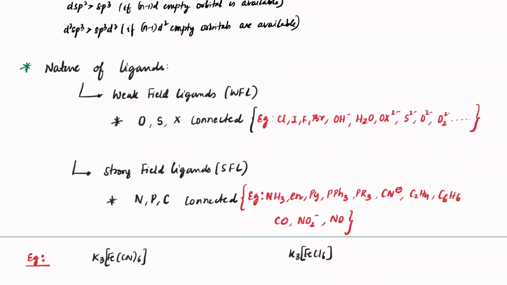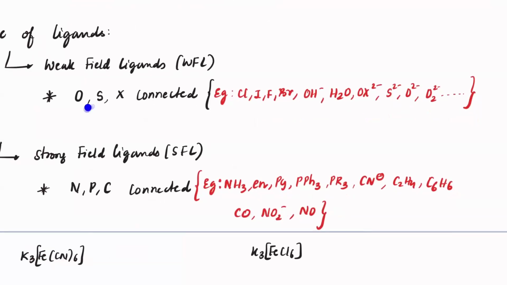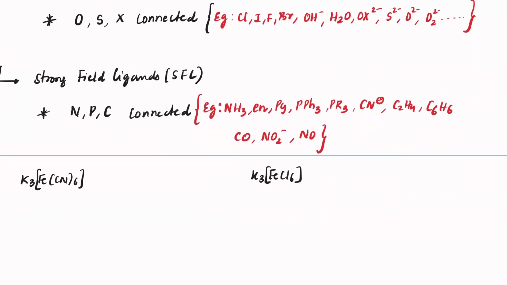Now, if you notice the list of the ligands, the ones which are oxygen, sulfur, and halogen based connections form weak field ligands, which include chlorine, iodine, fluorine, bromine, hydroxide, water, oxalate, sulfide, oxide, peroxide. These are all oxygen connected, sulfur connected, or halogen connected ligands. While nitrogen, phosphorus, carbon connected ligands, such as nitrogen, ethylene diamine, pyridine, triphenyl phosphine, PR3, cyanide, C2H4, are all going to be strong field ligands.